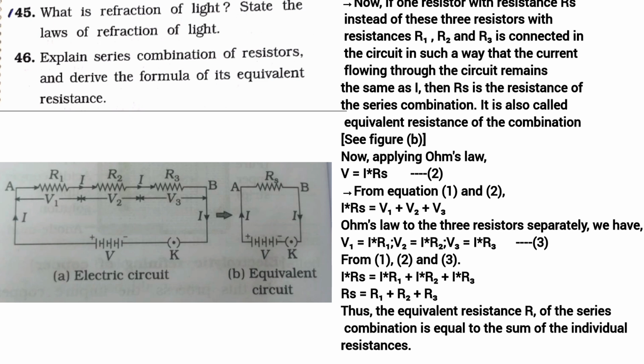On applying Ohm's law to the three resistors separately, we have V1 equals I R1, V2 equals I R2, V3 equals I R3, which is equation 3. From equations 1, 2 and 3, I Rs equals I R1 plus I R2 plus I R3, that is Rs equals R1 plus R2 plus R3. Let's call it equation number 4. Thus the equivalent resistance Rs of the series combination is equal to the sum of the individual resistances.